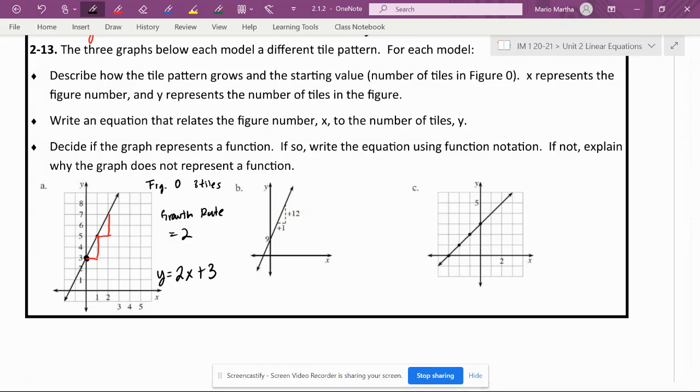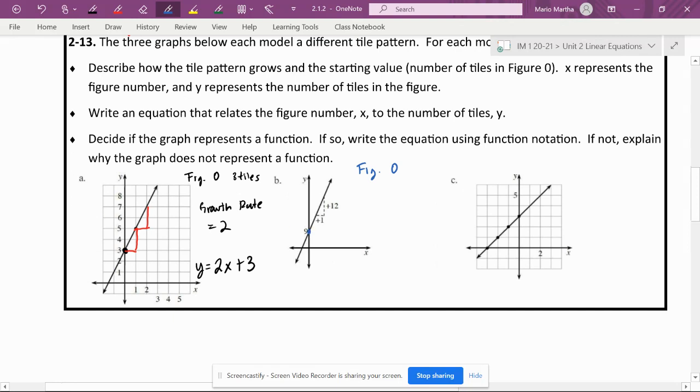So now in problem B, we have something similar, right? It's still a straight line. They're giving us different information, but we can still determine the same thing. What is figure 0? If you notice again, it's positive 9 here. That's where it crosses the y-axis. So that's 9 tiles. And then the growth rate: we go 1 to the right and then 12 up. So every time we move a figure number, we go up by 12. So that's equal to 12 each time, right?